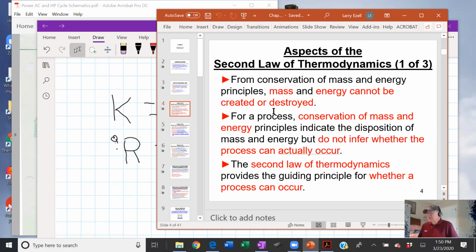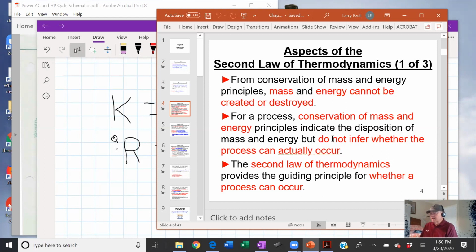All right. Here are the aspects. Now I've covered some of this, so I'm reading it to you, but I don't feel too bad because I've tried to explain it to you beforehand. From conservation of mass and energy principles, we know that mass and energy cannot be created or destroyed. For our process, conservation of mass and energy principles indicate the disposition of the mass and the energy. In other words, fluid energy converted into heat and/or work, but it does not tell you whether the process can occur or not.